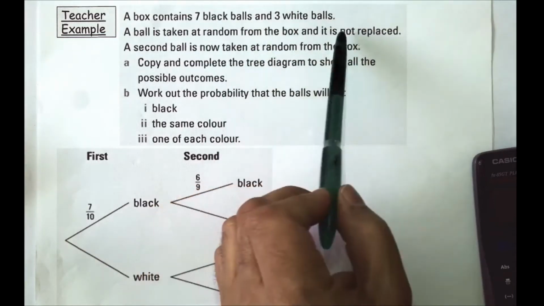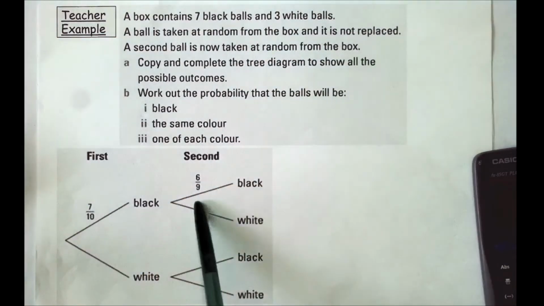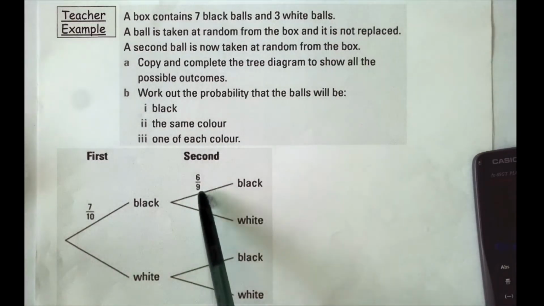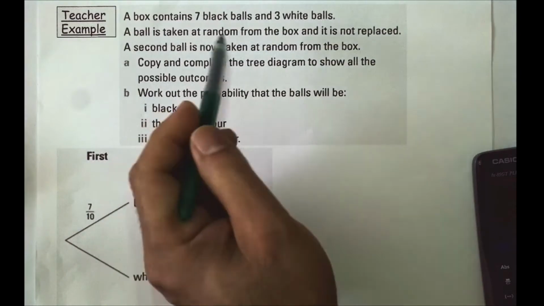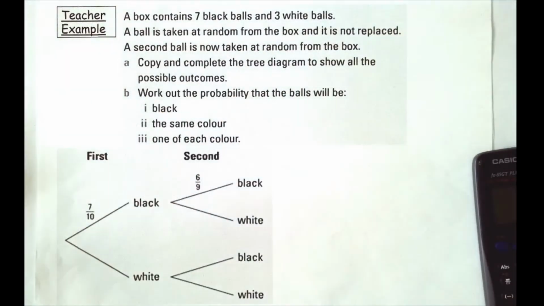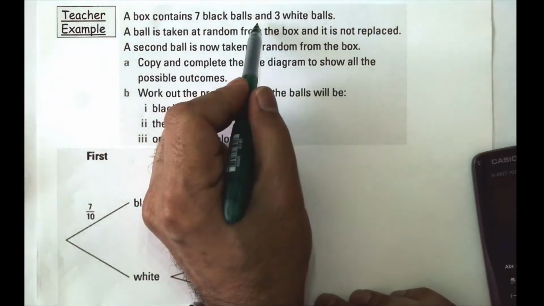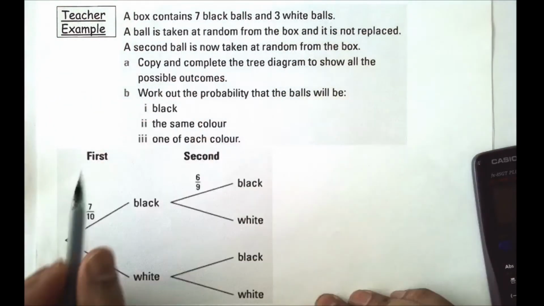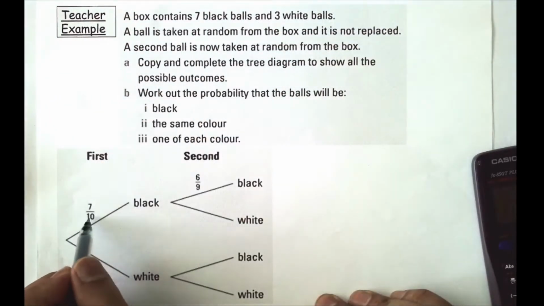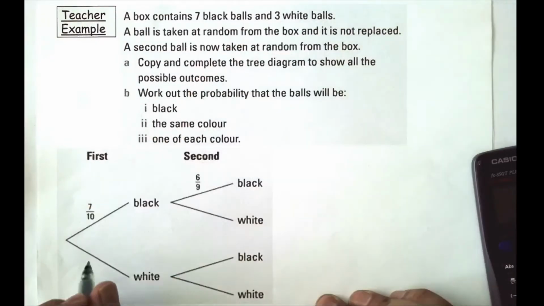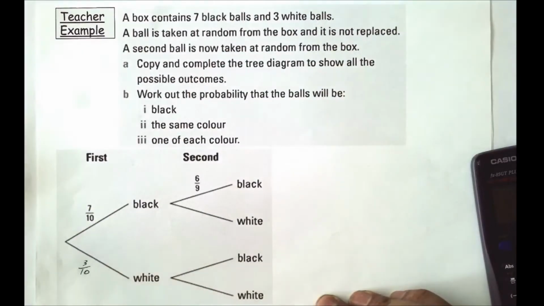So when we draw the tree diagram, the second part will have one less from the total. First, I'm going to complete the tree diagram before I look at the questions. For this first part, there's 7 black, so the first part of the tree is already done for me. So 7 out of 10. Therefore, there'll be 3 out of 10 for the white balls.